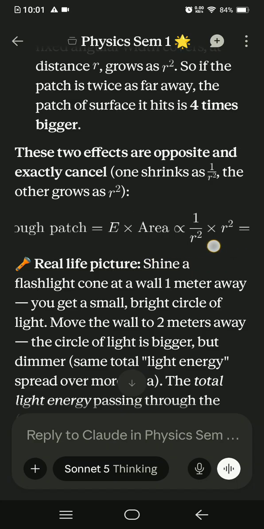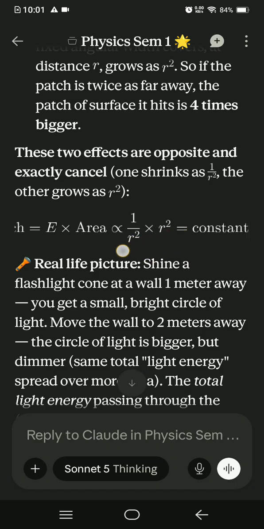So it is going to stay constant क्योंकि cancel out होता रहेगा. Electric field इस पर dependent है, area इस पर. So the flux overall is going to stay constant.